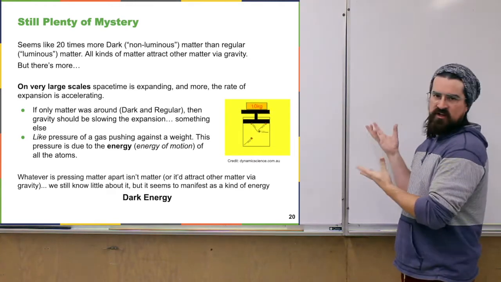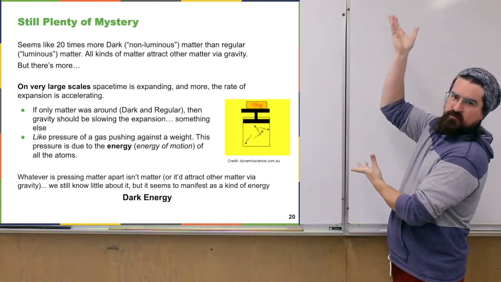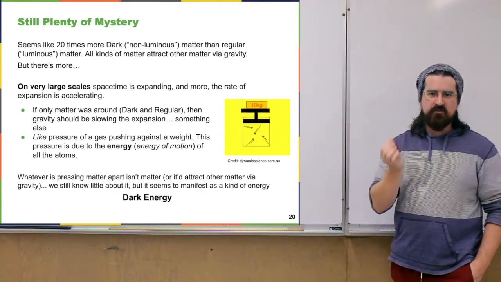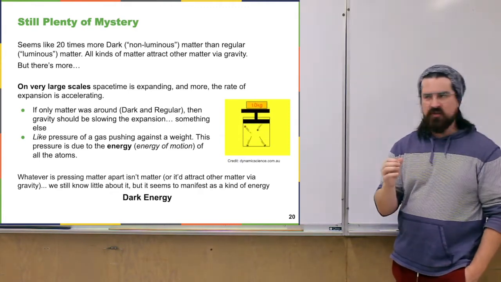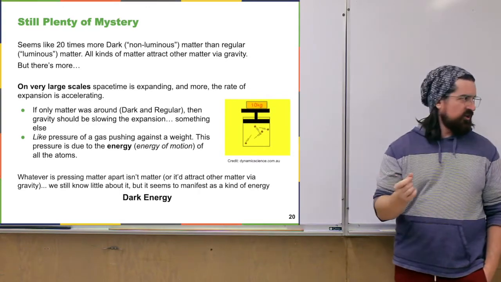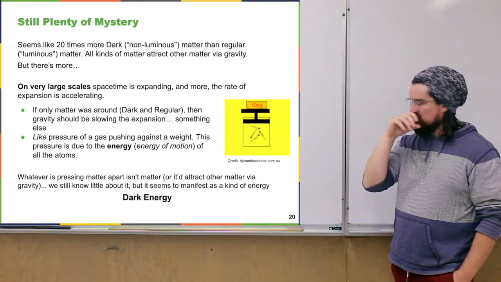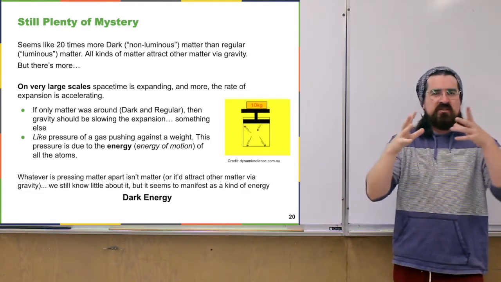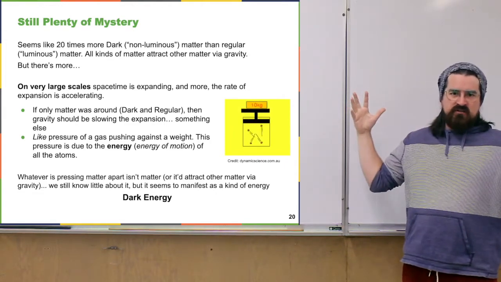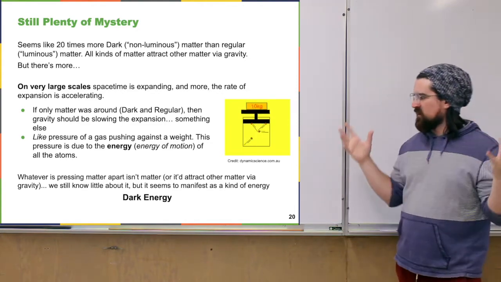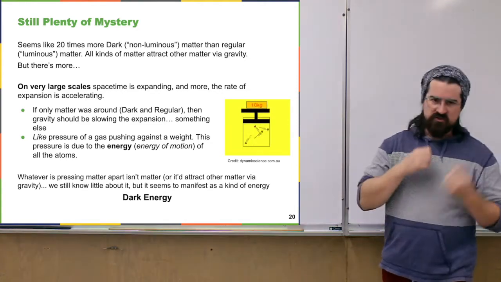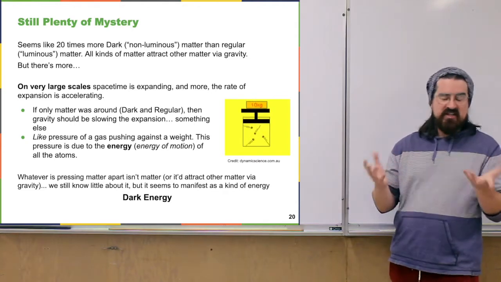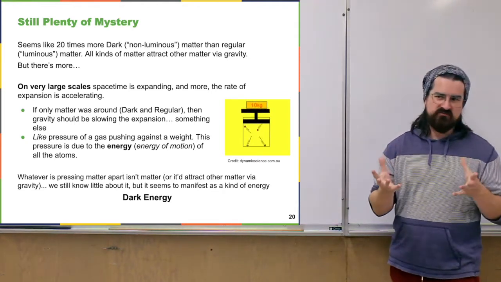And if it's more energetic, it's going to push more, and it might push that weight even up and away. That is a fairly simplified explanation of this thing that we call dark energy. What seems to be happening is that on very large scales, there's something pressing matter apart. It's sort of like a pressure, but that pressure we associate with an energy. Since we hardly know anything about it, we call it dark energy.